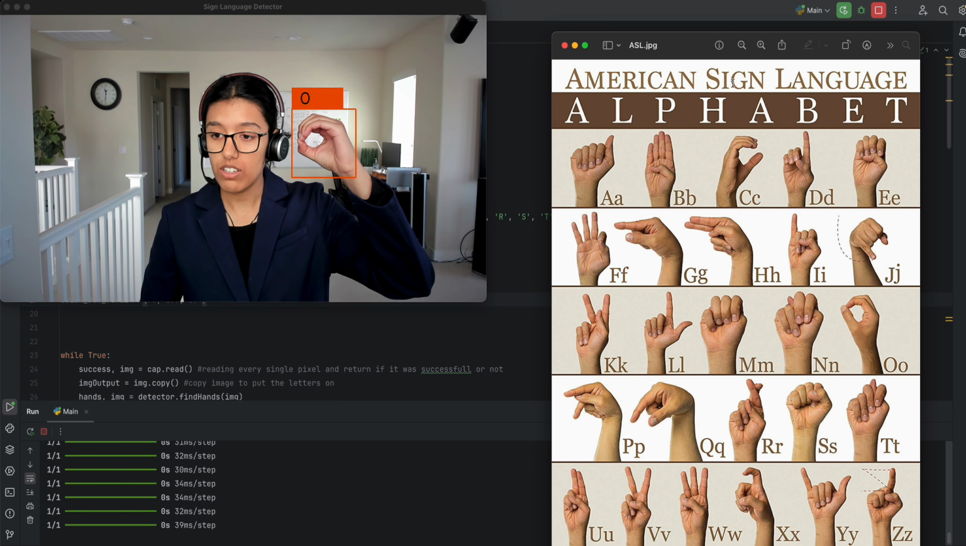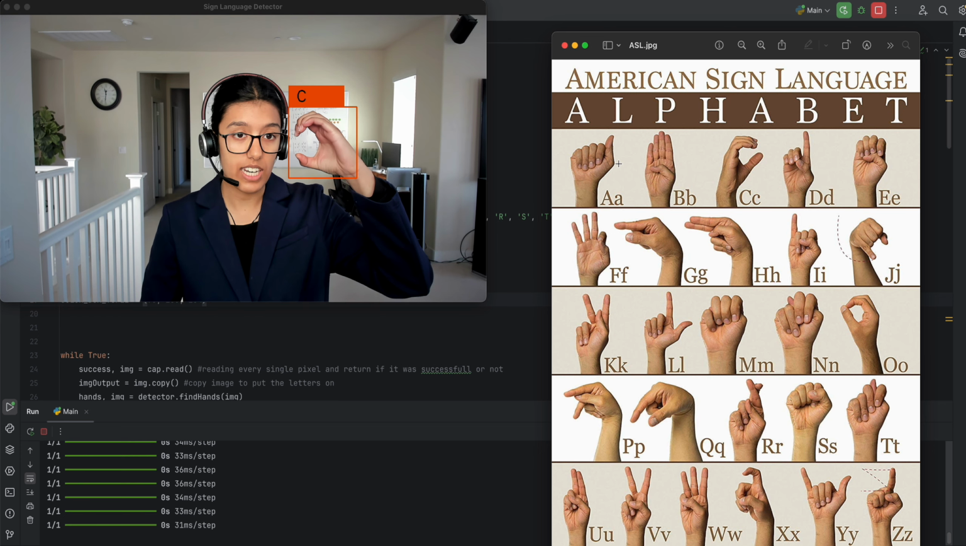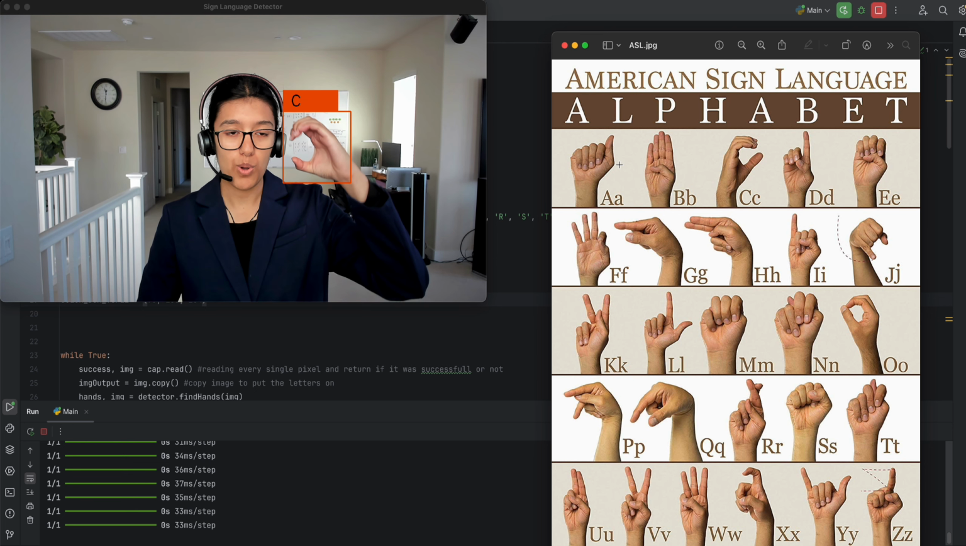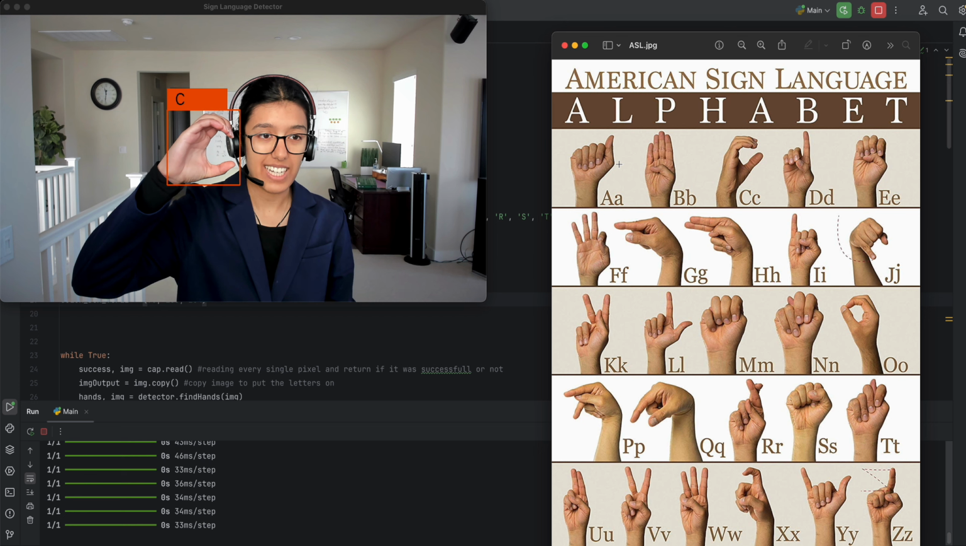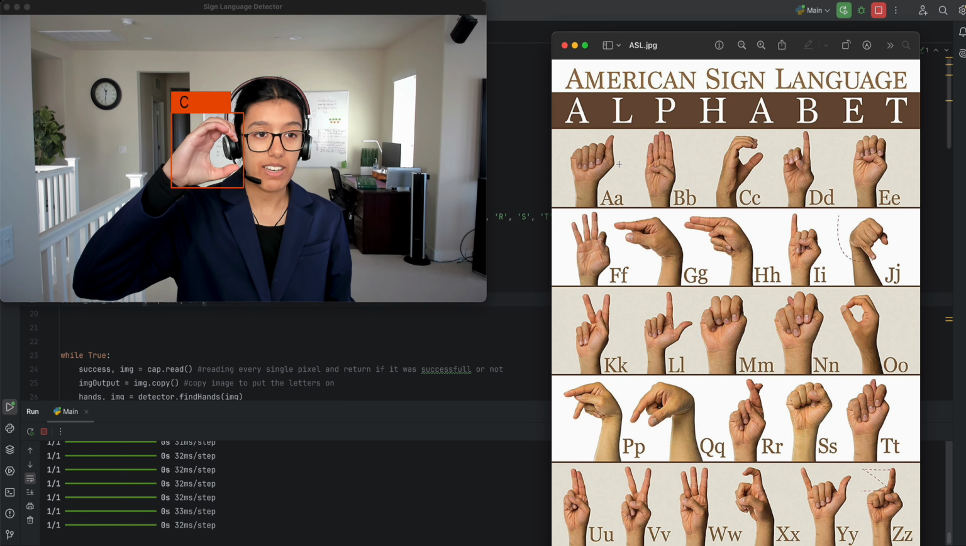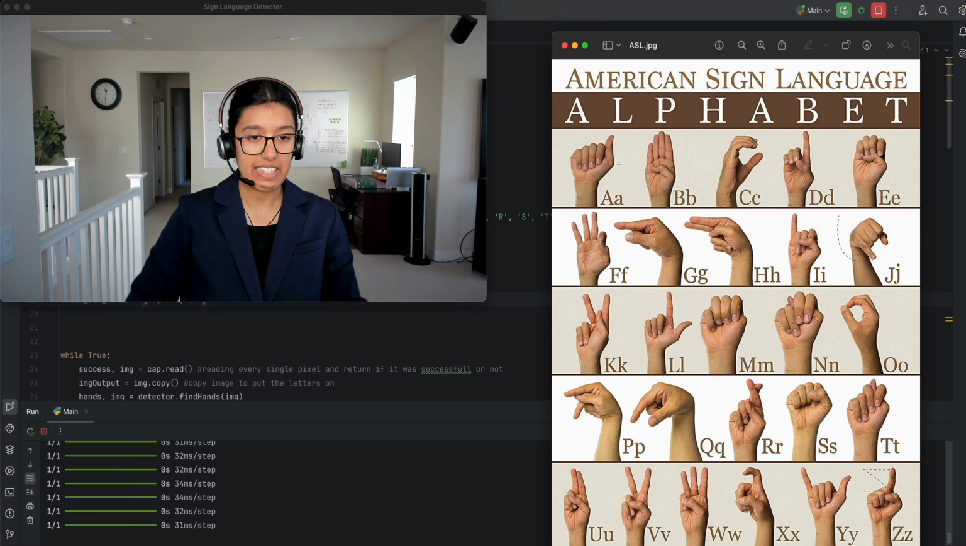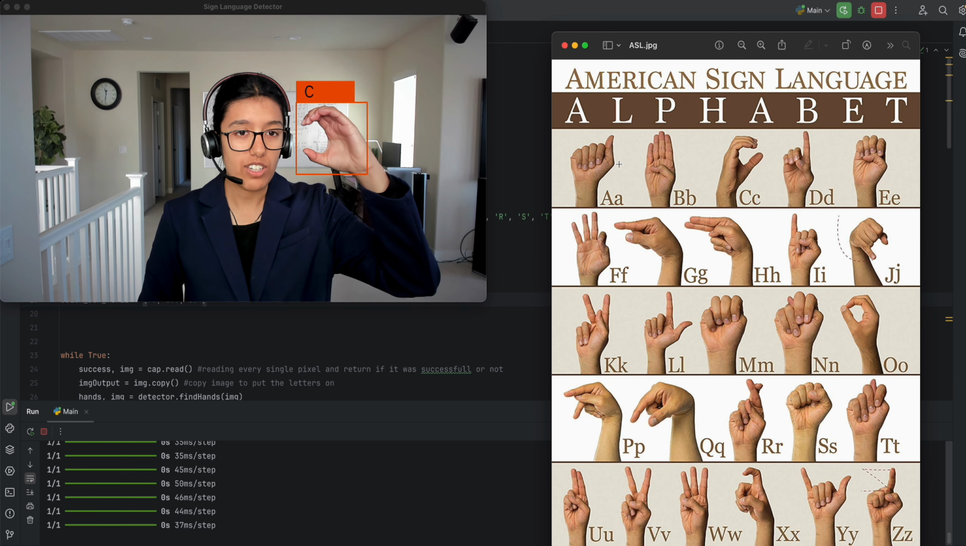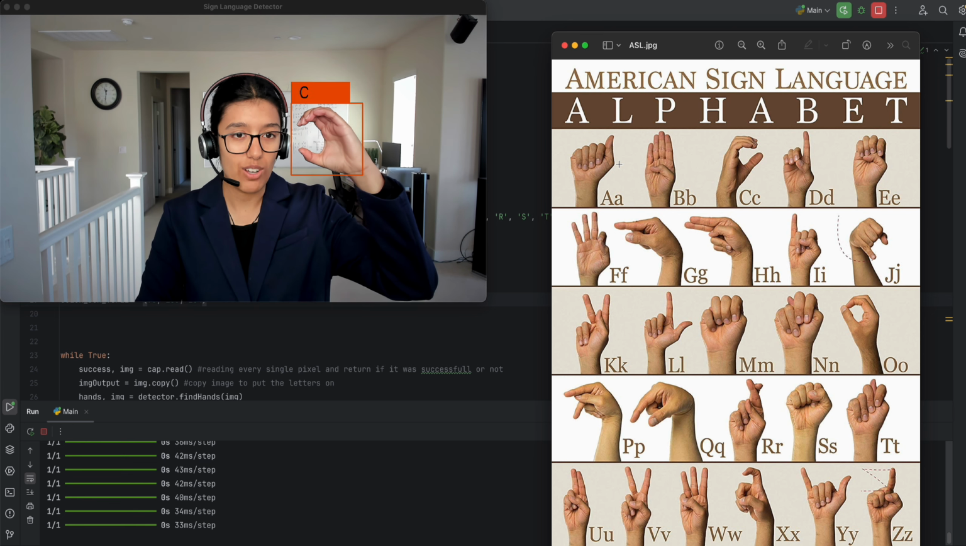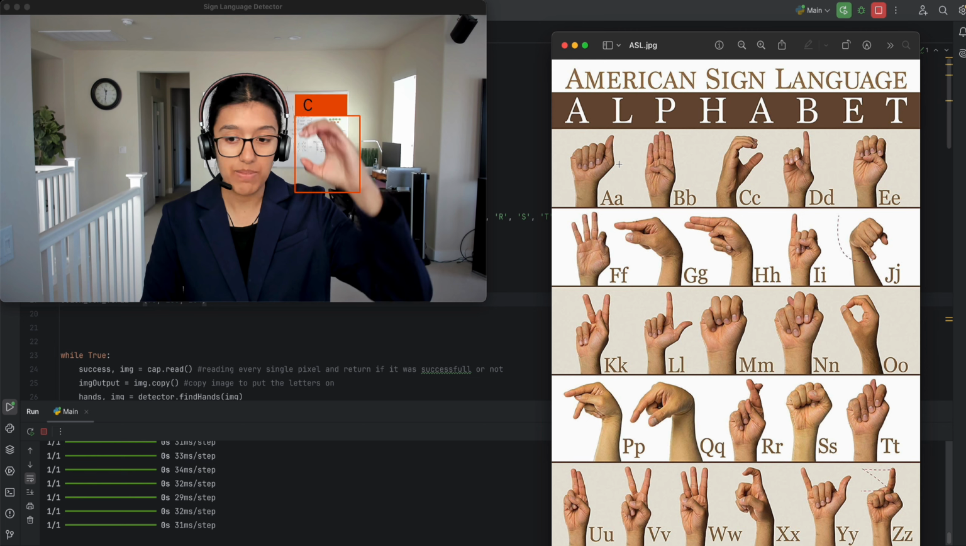O and C look very similar, so let's try C next. You can see it's getting a little bit confused, it doesn't know if it's O or C because of the lack of training data that the model couldn't take in. But for this hand, it does see that this is C. And if you orient it just right, we can see that it knows that this ASL gesture is C.